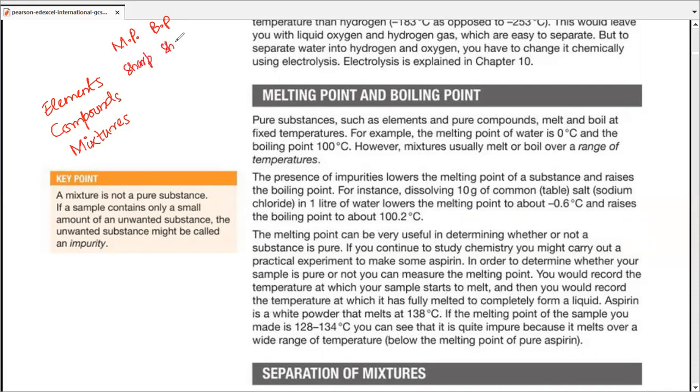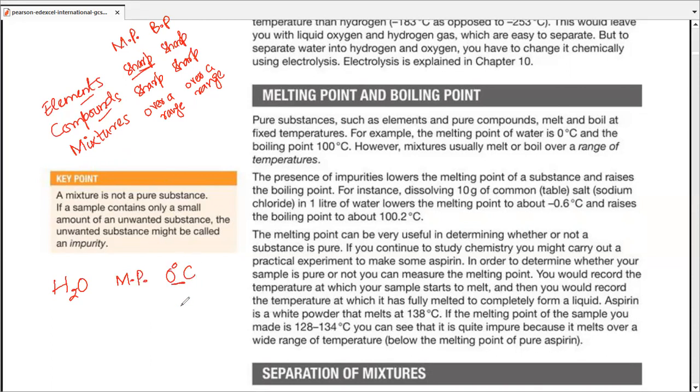So sharp, sharp, sharp, sharp, and over a range, and over a range. Now I've used the same words for elements and compounds, but I've used an entirely different set of words for mixtures. Now, what does the word sharp mean? First thing, when I use the word sharp for elements or compounds, I hope you remember that we discussed water, that the melting point of ice was 0 degrees centigrade.